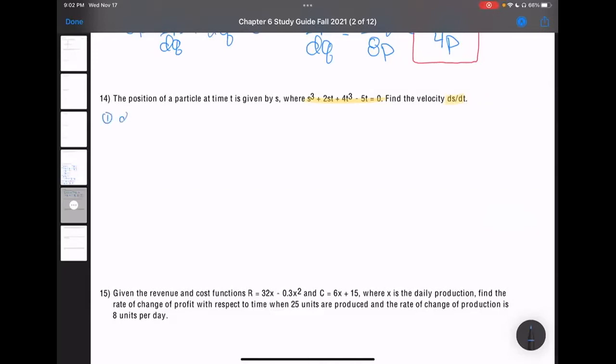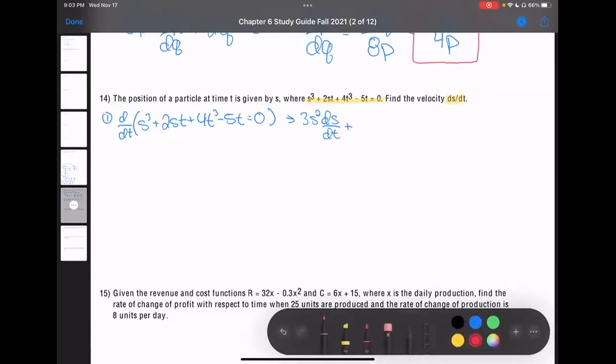So let's find the derivative with respect to t of the entire function. s cubed plus 2st plus 4t cubed minus 5t equals 0. Okay, so the derivative of that is 3s squared ds/dt plus, and we see we have the product rule here because we have two variables, s and t.